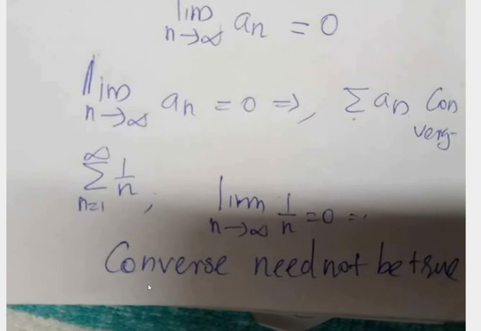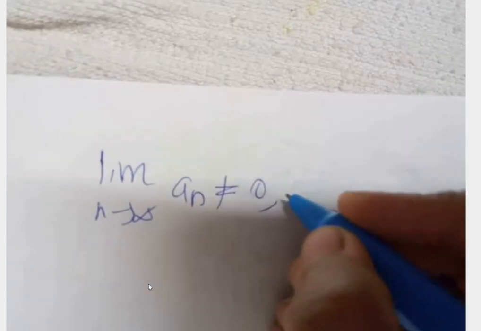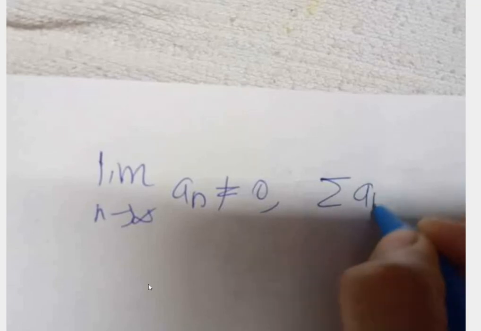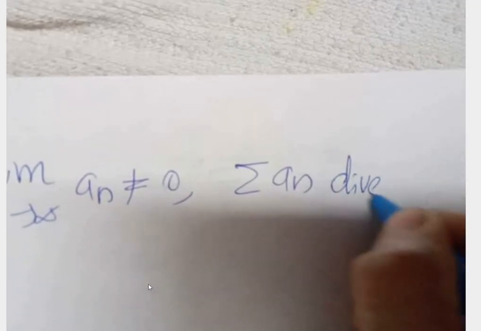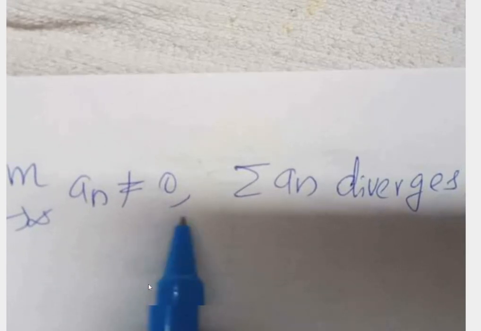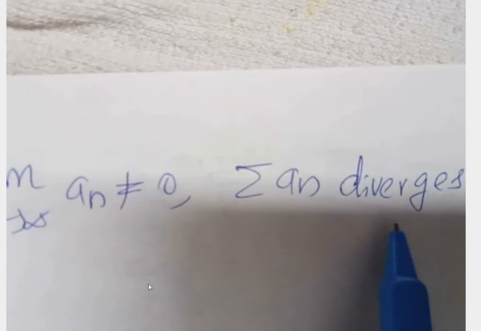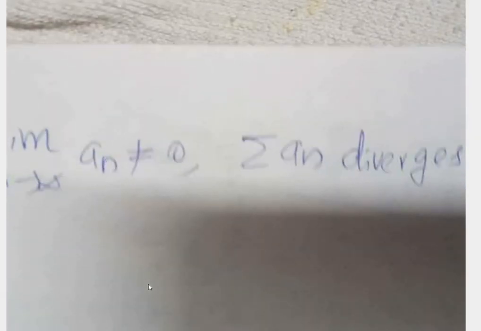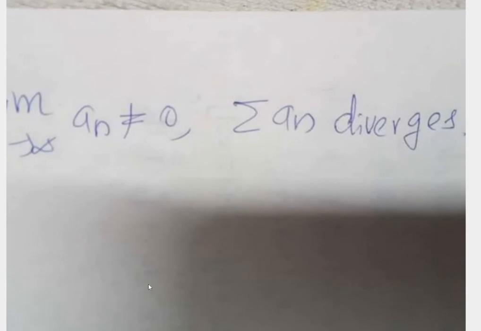Then what about the contrapositive in this? Consider the contrapositive: if the limit n tends to infinity a_n not equal to 0, then we can say that sigma a_n diverges. This is the contrapositive of this, and this result is also known as the divergent test.